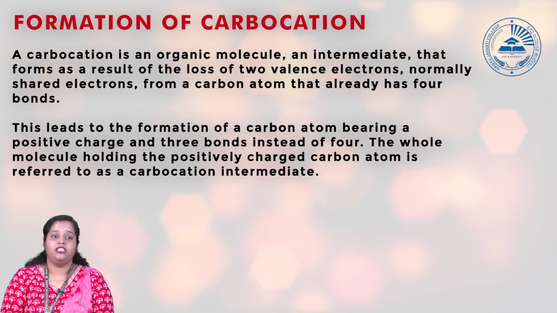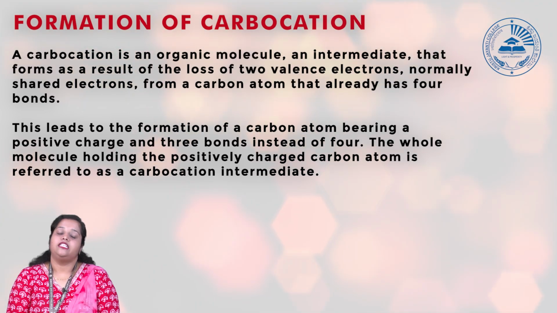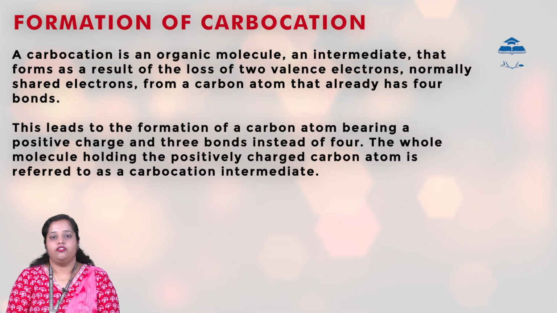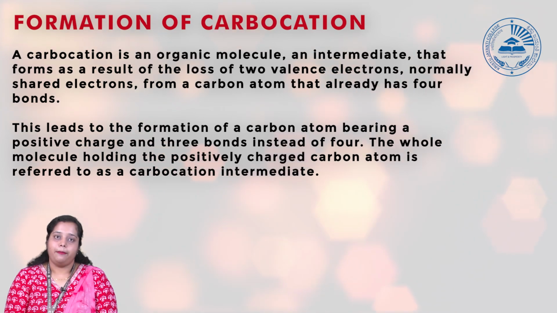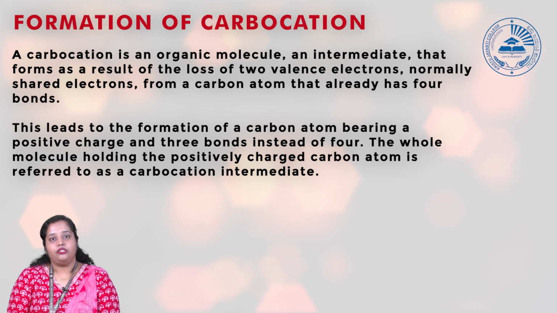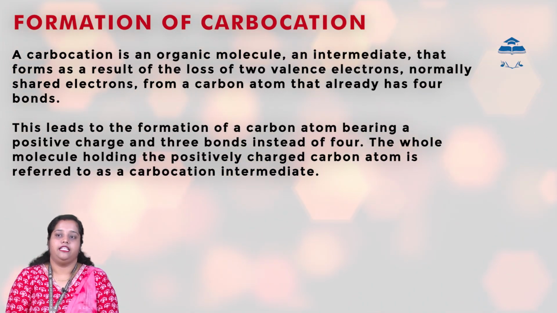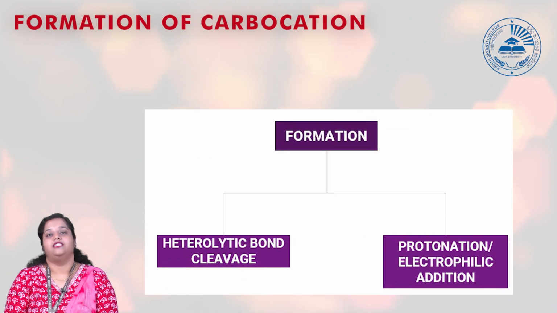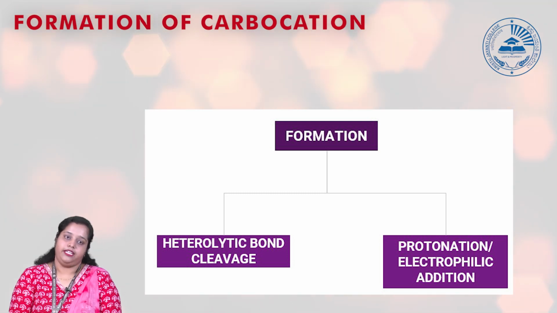Next, we have formation of carbocation. A carbocation is an organic molecule, an intermediate, formed as a result of loss of 2 valence electrons, normally the shared electrons, from a carbon atom that already has 4 bonds. This leads to a carbon atom bearing a positive charge and 3 bonds instead of 4. The whole molecule holds a positive charge on the carbon atom and is therefore represented as a carbocation intermediate. Formation might occur in 2 ways: one by heterolytic bond cleavage, the other by protonation or electrophilic addition.